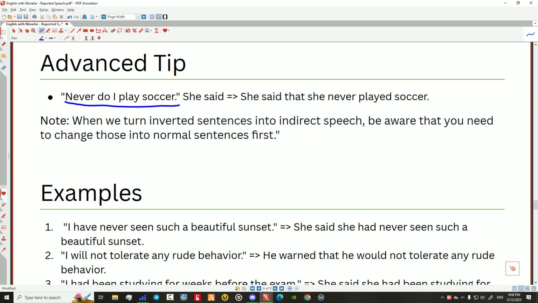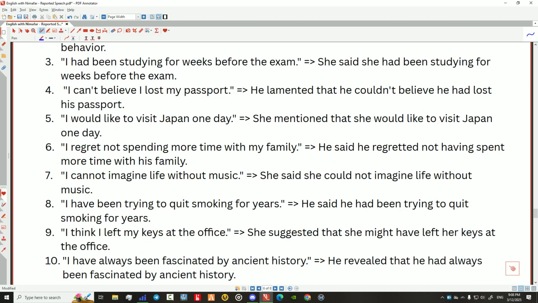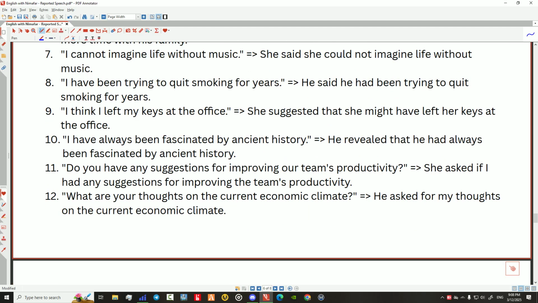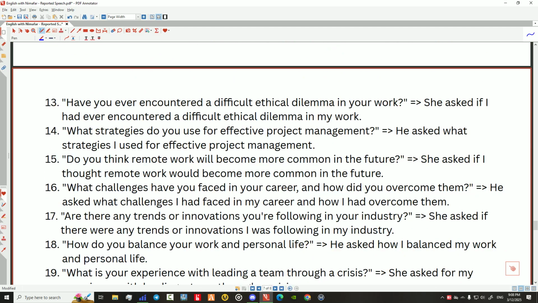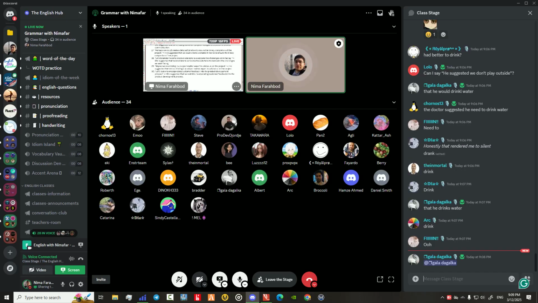For advanced students, if you know inversion, we have some examples here. I have never seen such a beautiful sunset. She said that she had never seen. Or, I regret not spending more time with family. He said that he regretted not having spent more time, for example. These are the examples. We're not going to talk about them right now because it's available for you to download.